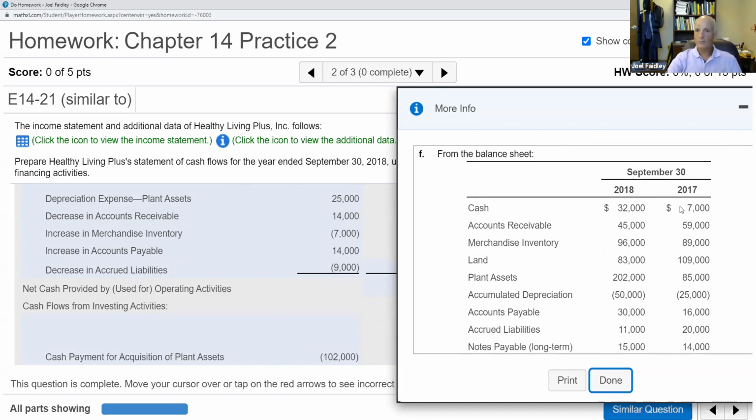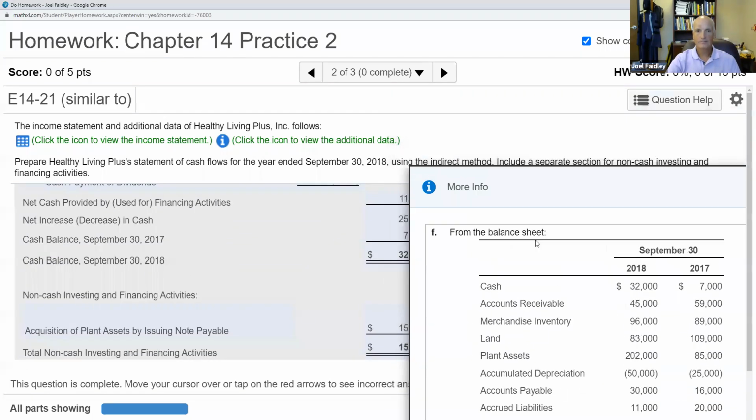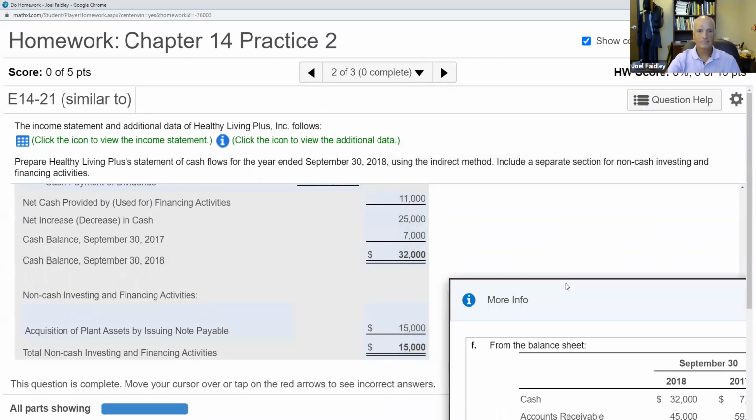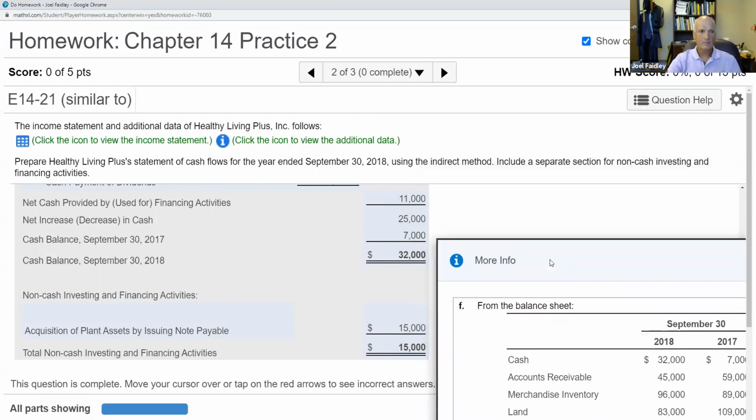So cash, this is what we're trying to explain. Why did my cash go up $25,000? That's the whole point of this exercise. Because when we're done down here at the bottom, we want to explain this $25,000 increase. That's what we're trying to explain, because there's my beginning balance, 7,000, and there's my ending balance. So that's what we're trying to explain.